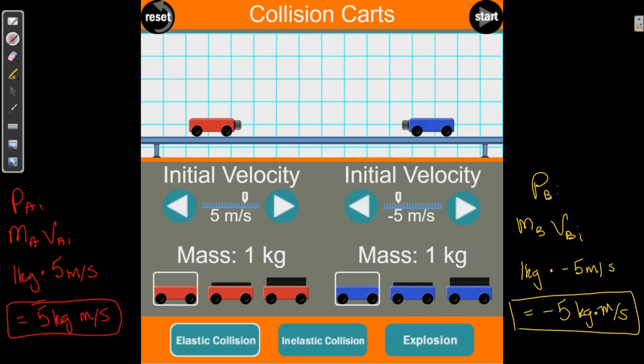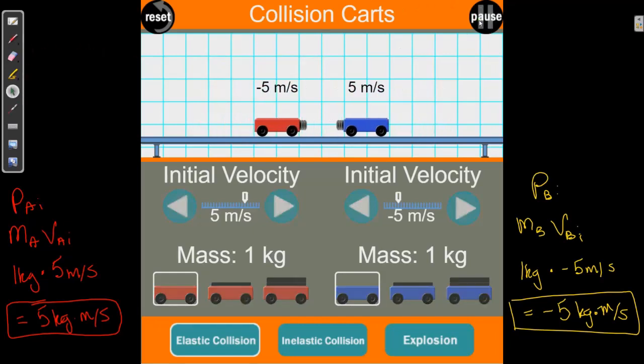What I would expect to happen here is that the momentum of cart A will be transferred to cart B, and the momentum of cart B will be transferred to cart A, so that we abide by the conservation of momentum rules, and they'll basically switch velocities. Let's go ahead and start this and check it out.